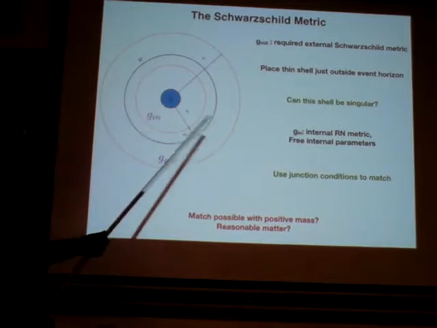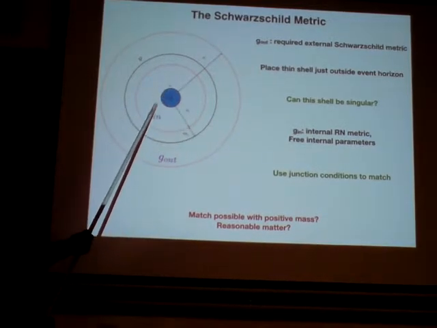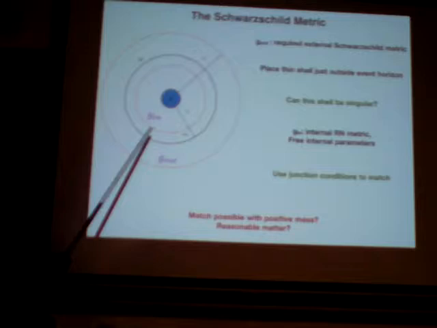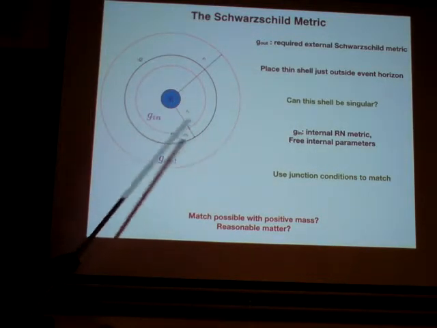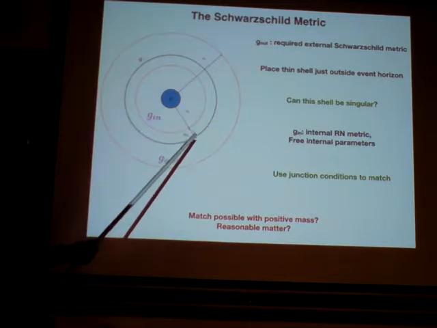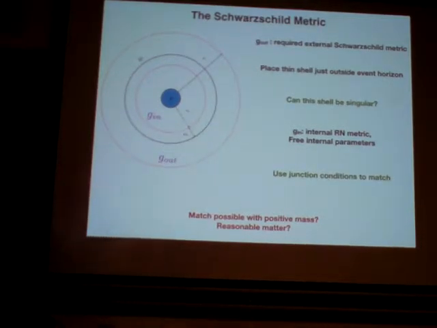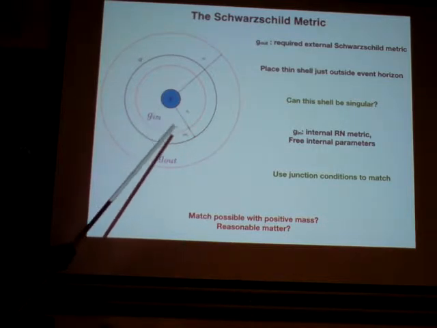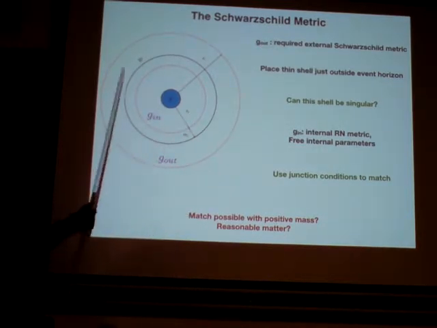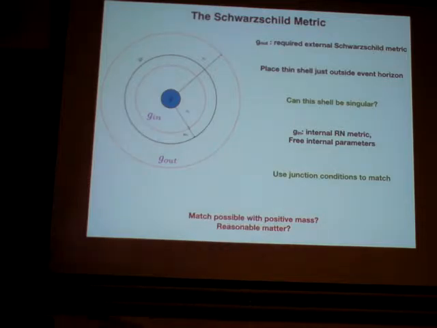And indeed, to make any of this work, I'm going to replace the interior of the black hole by a Reissner-Nordstrom black hole, which has a much different mass and charge than what is there outside. And the shell will, of course, have exactly the opposite charge, so that I end up getting the Schwarzschild black hole outside. Once again, I'm going to use the junction conditions to do this matching, and we can ask, is such a match possible with positive and reasonable mass?